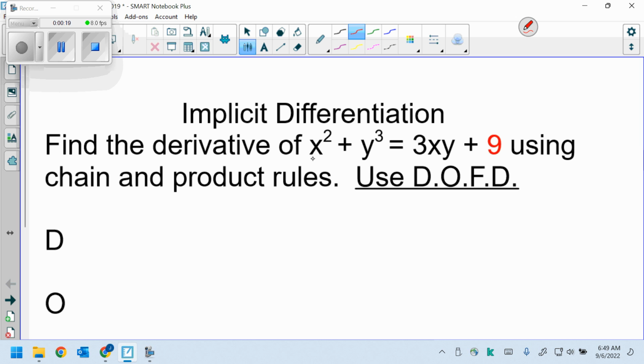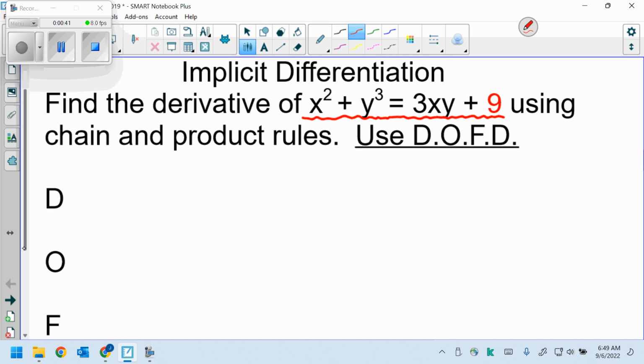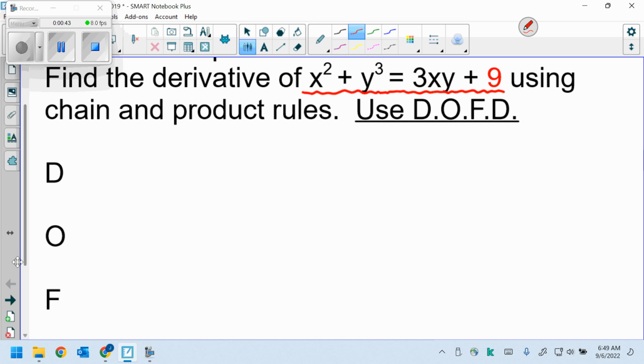You see you got a y on the left side of the equal sign, you got a y on the right side of the equal sign. Since this would be a really tough equation to actually solve for y, we got to use something called implicit differentiation, and it uses the acronym DOFT. So if we're going to find the derivative of this, we have got to do this.